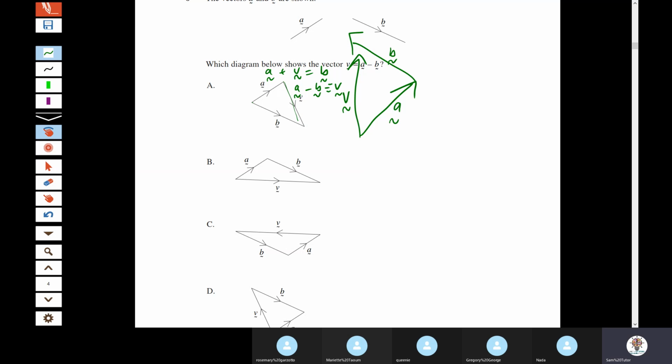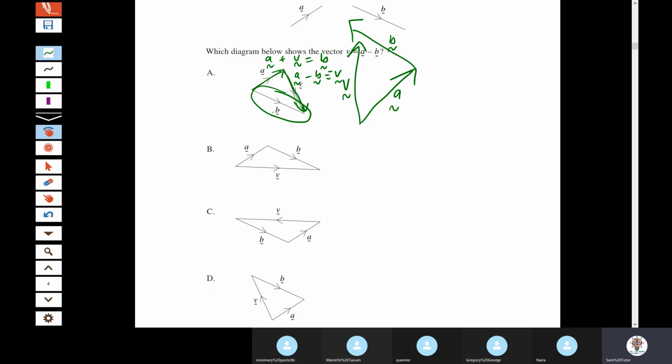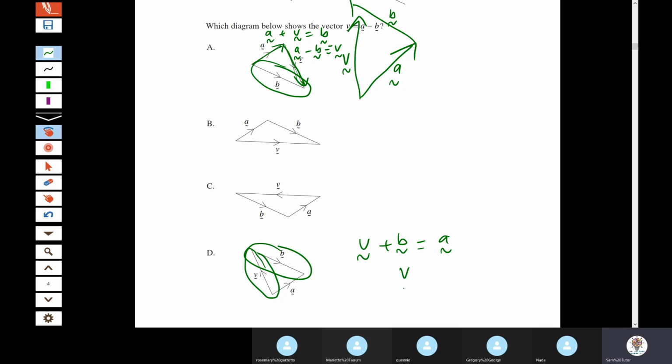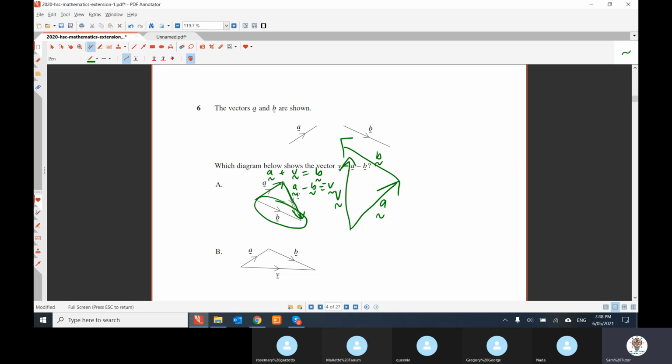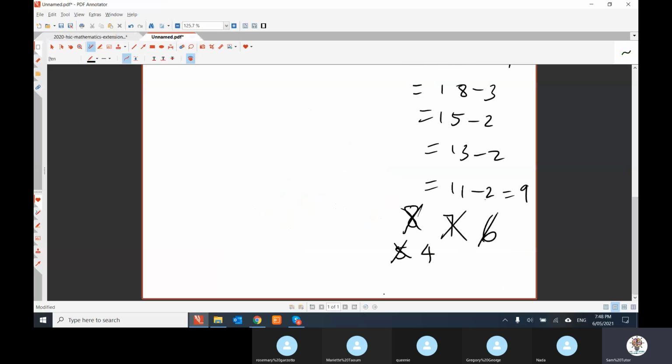A plus V. That's why you've got to learn add head to tail equals the resultant. But look at D now. D says V head to tail, V plus B equals A, which means V equals A minus B. D is the answer. All right, 1 mark, go back. Yay. We're at 3.